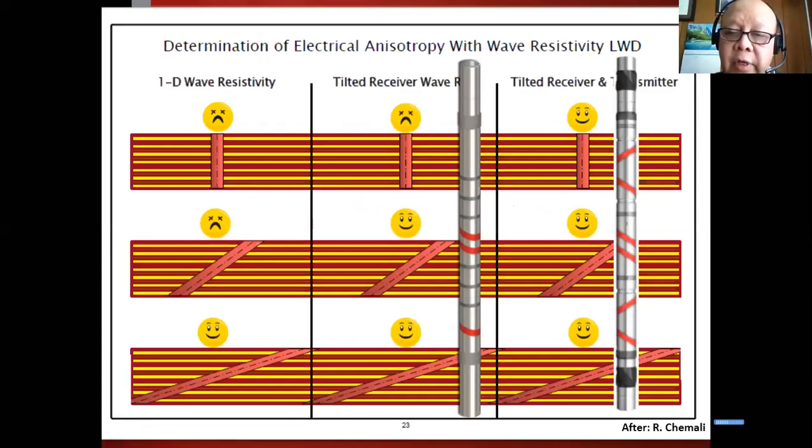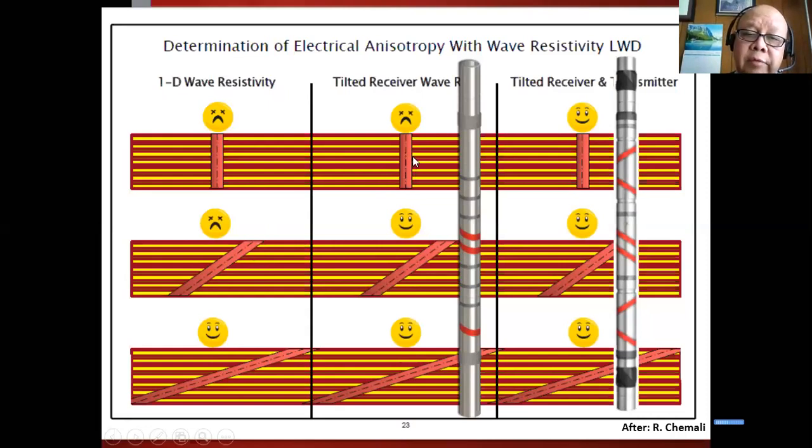Why do we need to have tilted receivers and tilted transmitters? If we have a normal vertical well and we only have a 1D wave resistivity, which is a standard resistivity type of LWD tool, in a vertical well, we will not be able to resolve or determine the anisotropy. Even in a relatively angled well, which is about 40 degrees or less, we will still not be able to get good anisotropy measurement. But when we start to have a very, very high angle well, then we start to see the anisotropy effect.